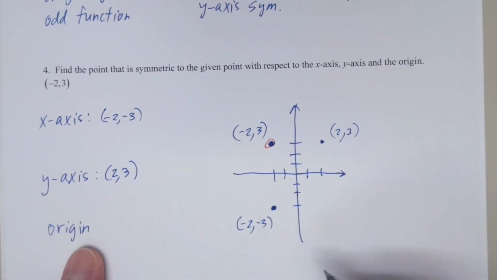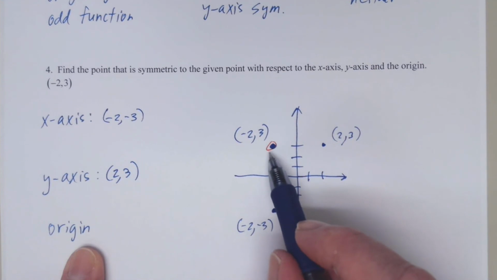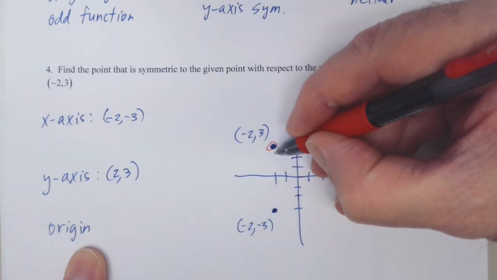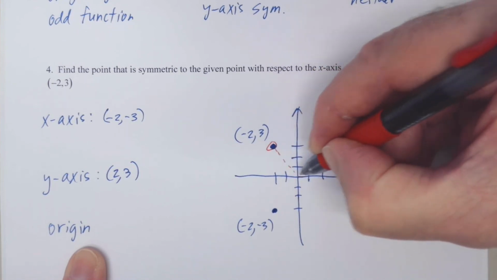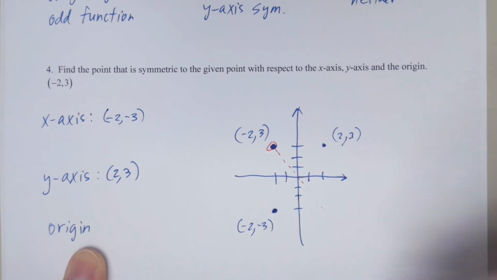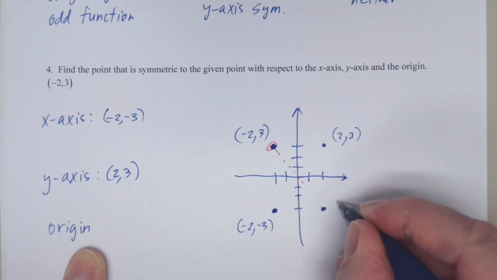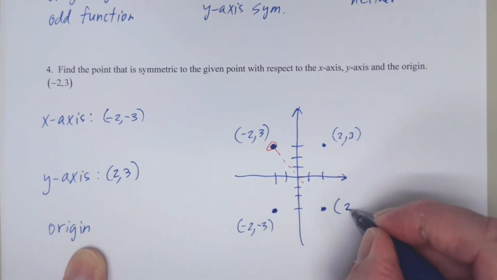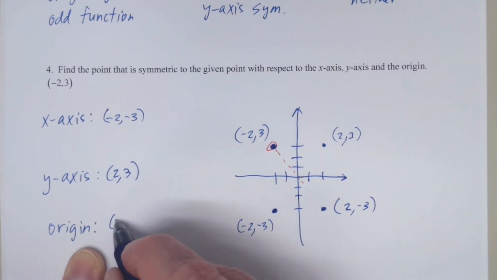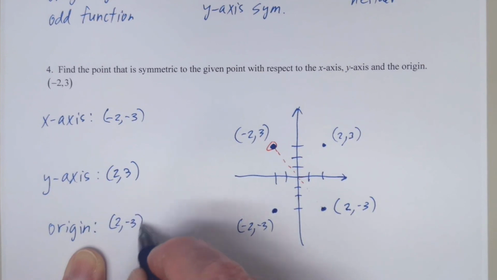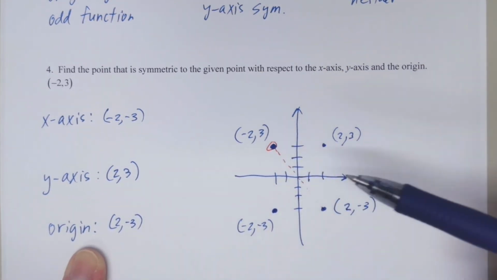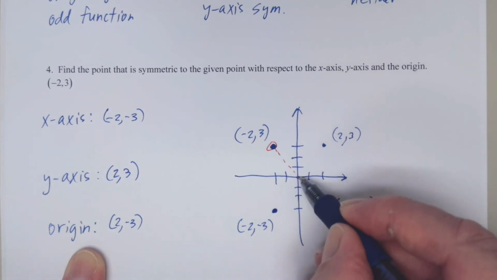Finally, we need to find the point that's symmetric to this point with respect to the origin. Well, again, you could draw a line that goes through the origin to the opposite side. Notice that's going to put you at 2, negative 3. And so that's the point that you find that's symmetric to this point with respect to the origin, which is basically this single point.